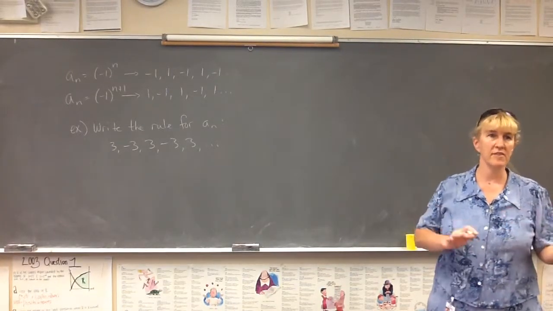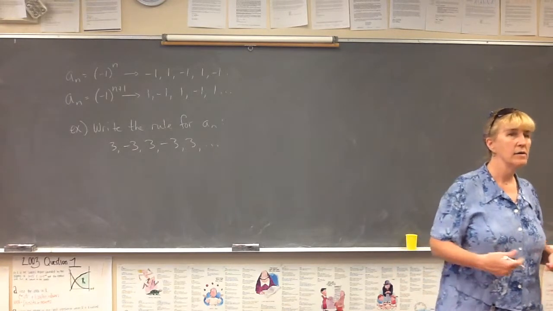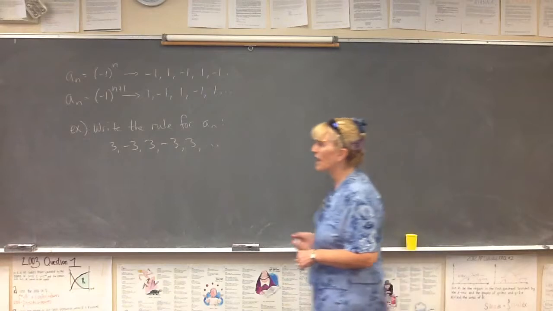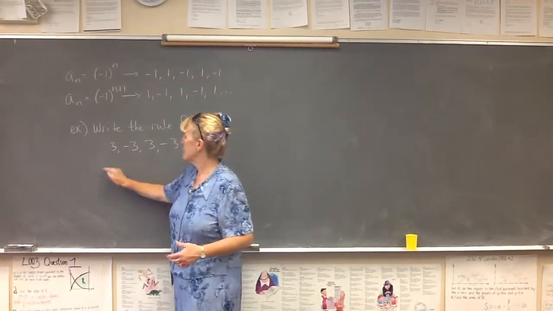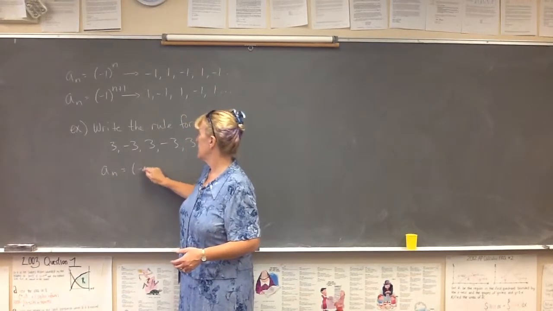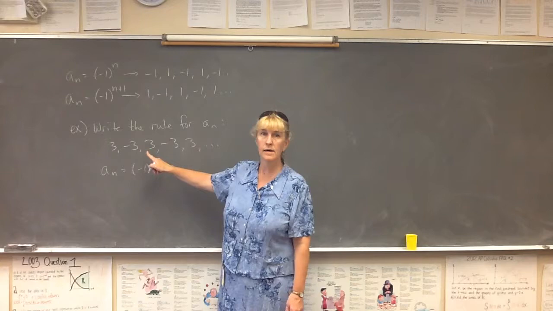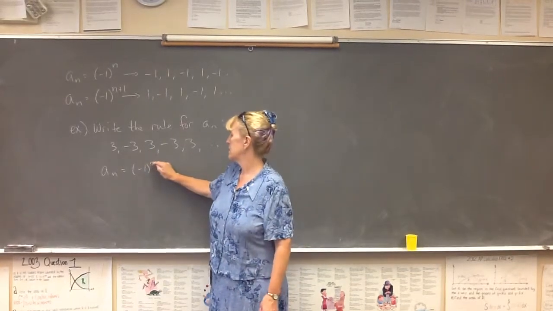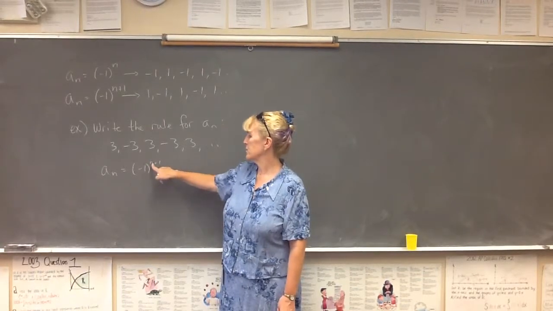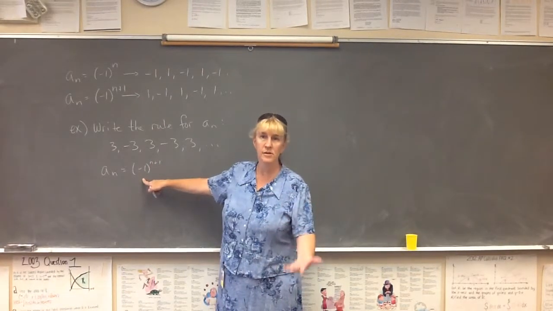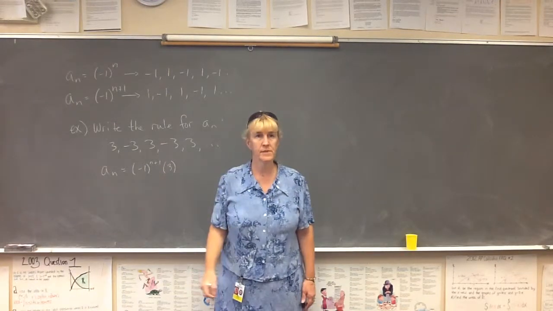Everybody notice we're alternating signs? Everybody got that, right? And we're starting how? Positive. Starting positive, okay? So when I write my rule for a sub n, I definitely need this negative 1 to the n plus 1, because I need to start positive. So if I put a 1 in here, it'll square my negative 1 and make that answer positive. And then you just have a 3. You're finished with that.